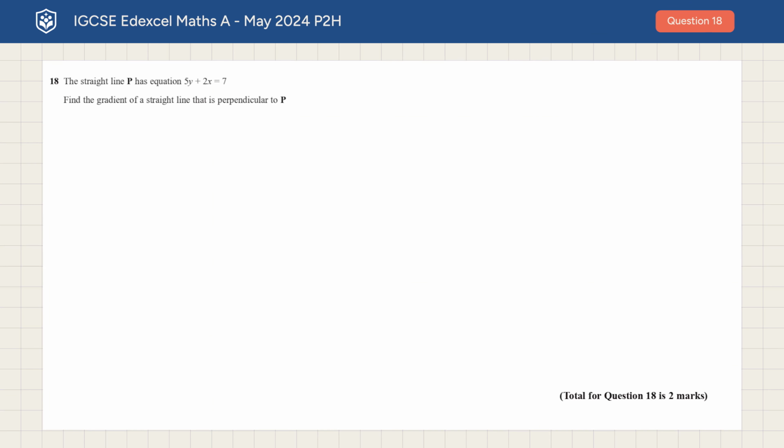Now for question 18. We have a straight line, P, with the equation 5y plus 2x equals 7. We need to find the gradient of a line that is perpendicular to P. First, we need to find the gradient of our original line. To do that, we rearrange the equation into the standard form, y equals mx plus c, where m represents our gradient. Starting with 5y plus 2x equals 7, we subtract 2x from both sides to get 5y equals negative 2x plus 7. Next, we divide everything by 5. This gives us y equals negative 2/5 x plus 7/5. So the gradient of line P is negative 2 over 5.